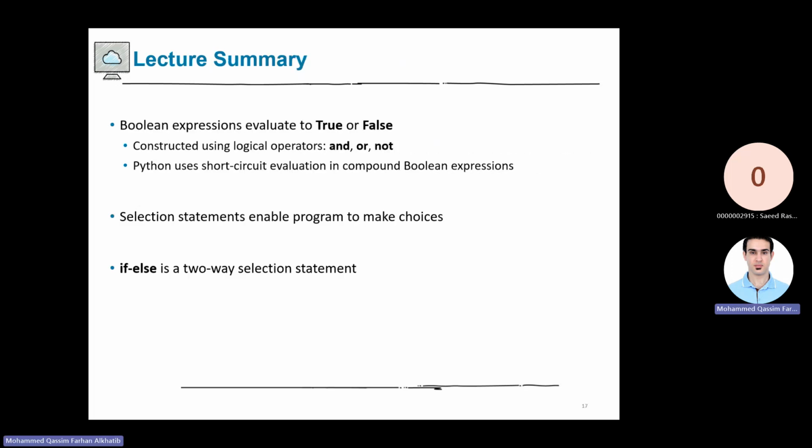Okay, so in summary, Boolean expressions return only true or false. Logical operators are and, or, not. Python uses short circuit evaluation. Selection statements enable programs to make choices. If-else is a two-way statement, and the else part is optional. You can have a perfect if statement without the else. You can have a multi-branch if statement, or multi-way if statement, and so on. I believe this is the last slide.